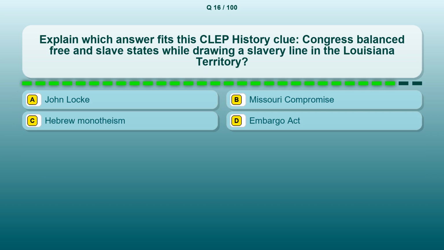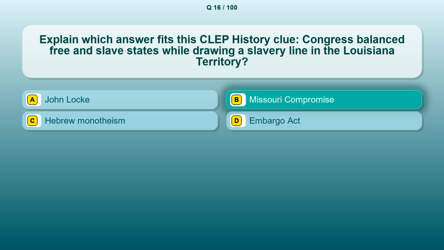Question 16. Explain which answer fits this CLEP history clue. Congress balanced free and slave states while drawing a slavery line in the Louisiana Territory. Option A, John Locke. Option B, Missouri Compromise. Option C, Hebrew monotheism. Option D, Embargo Act.